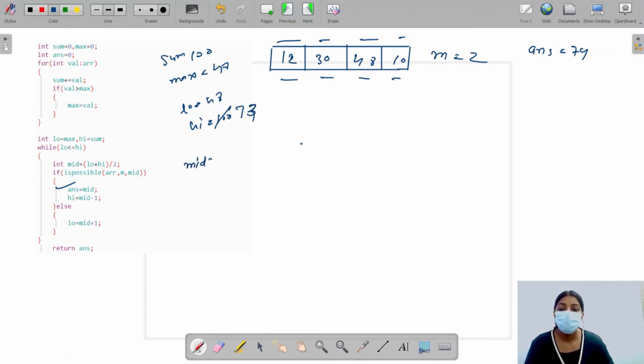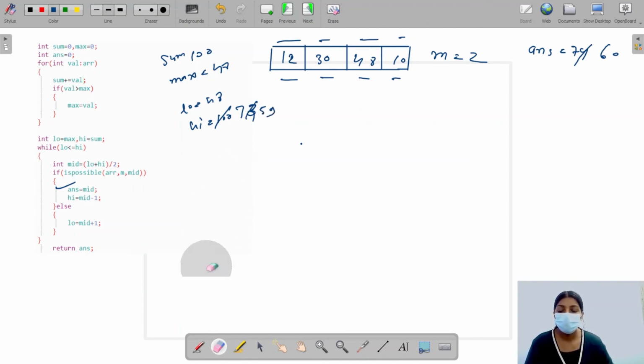So my mid is equal to 48 plus 73, which is equal to 121. 121 by 2 is equal to 60. So my mid is 60 now. If my mid is 60, I again check, is it possible? It says yes, it is possible. So now my answer is updated to 60, and my high is updated to mid minus 1, which is equal to 59.